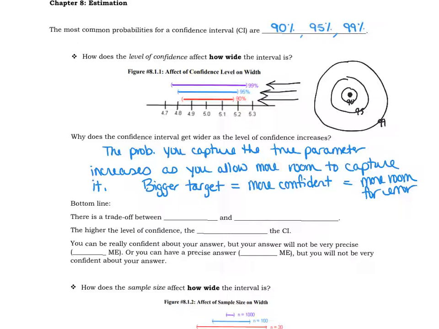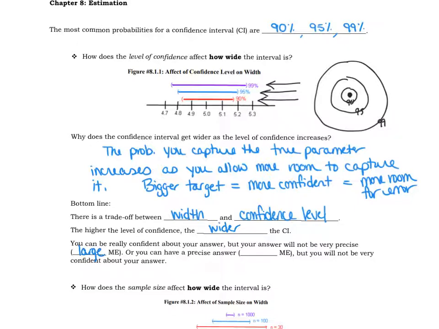So there is a trade-off between the width of your interval and the confidence level. The higher the level of confidence, the more and more confident you are, the wider, the bigger the confidence interval. Remember, you want that target to be bigger and bigger. So you can be really confident about your answer, but your answer isn't going to be very precise. That's that idea of a large margin of error.